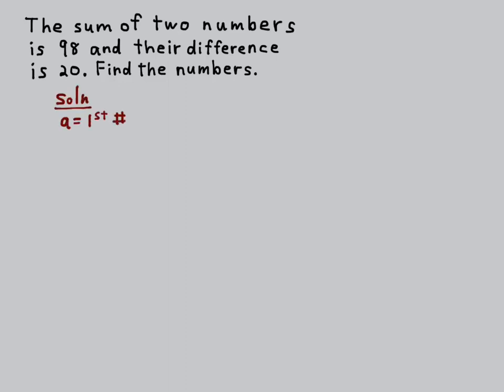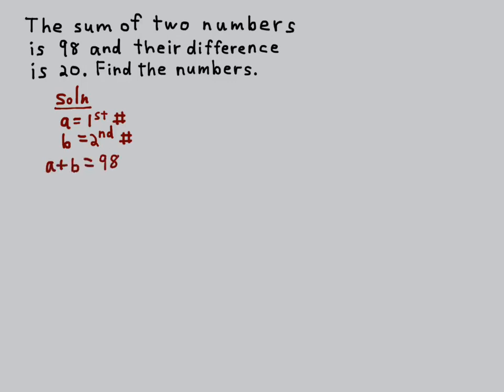So the first thing I would do is make up letters for the numbers, or at least for one of the numbers. So I just called the first number A, and write down what you're doing. So I would write down A equals first number. That's not just for the professor to write down, that's for you to write down. And B, my second number, is B. Okay, you could use X and Y if you want, doesn't matter.